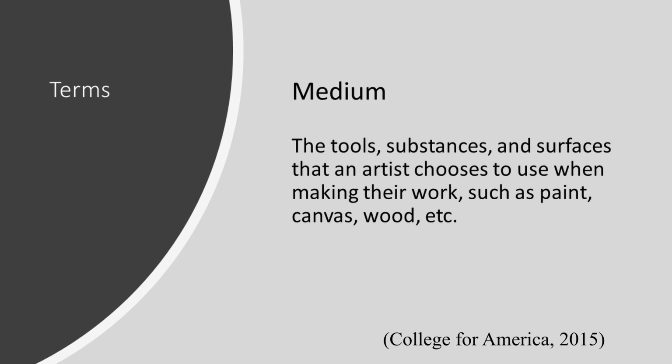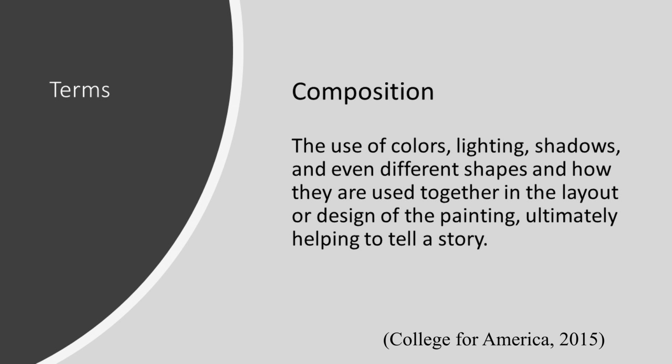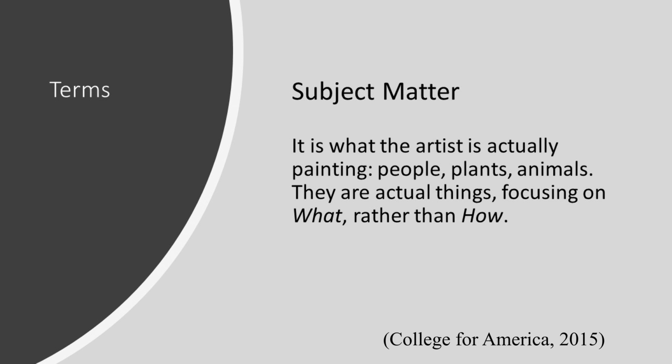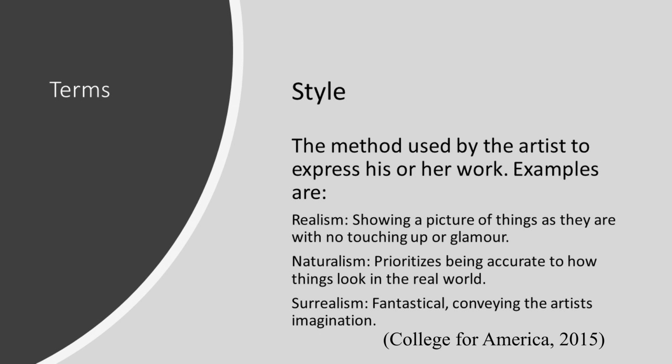Medium, or the tools, substances, and surfaces that artists use to make their work, such as paint or canvas. The composition is the use of colors, lighting, or even shadows, and different shapes, and how they work together in the layout or the design of the painting to tell the viewer a story. Subject matter is what the artist is actually painting, like people, places, things, rather than how they're placed, referring to composition, of course. Style is best described as the method used by the artist to express his or her work.